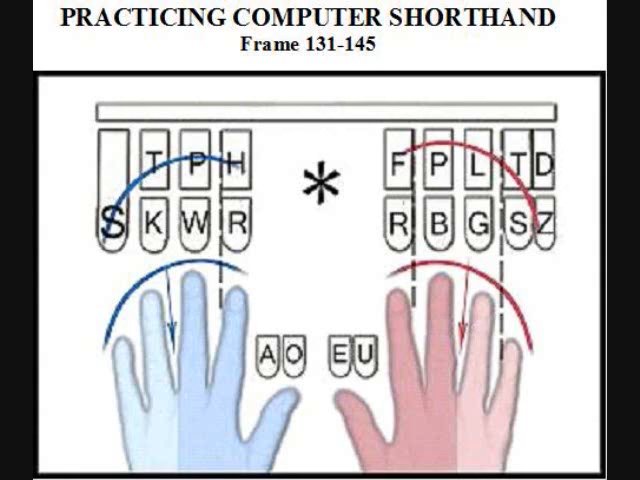Okay, frame 134 is final ing. Being, bring, cling, fling, going, ring, sing, thing.